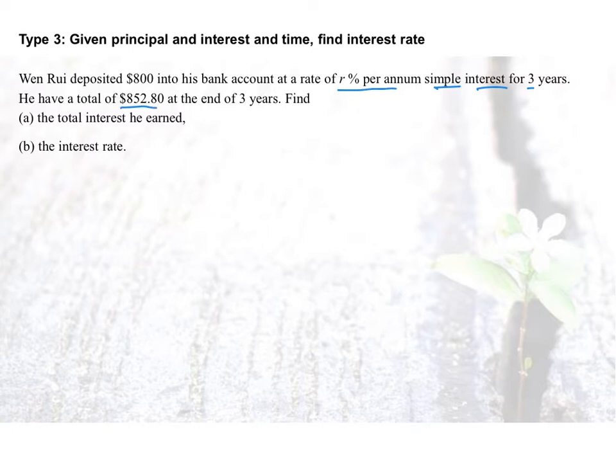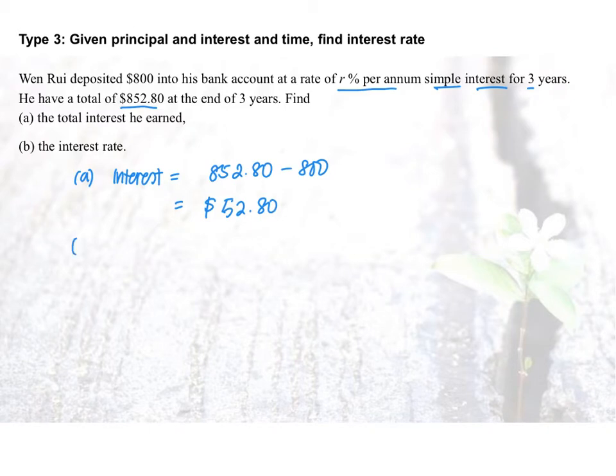Find the total interest that he earns. So what is the interest that he earns? So to find the interest, you take the total amount that you have, subtract away the principal amount. And in this case, he will get a total of $52.80 of interest.